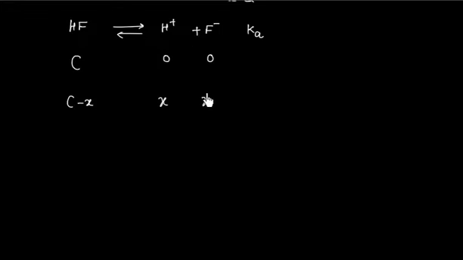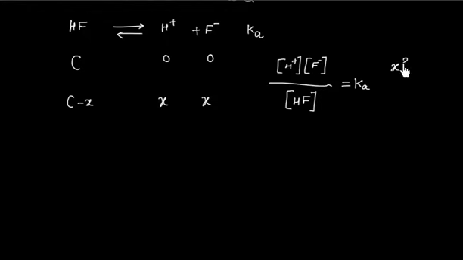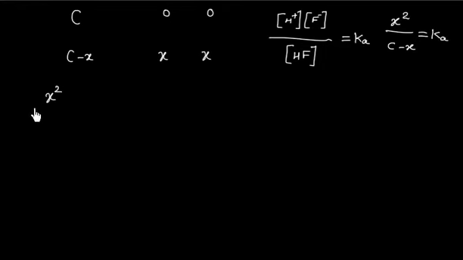Now we can write the equilibrium expression. H plus times F minus divided by the concentration of HF equals Ka. If I plug in the values, H plus is X, so X into X, that is X square, divided by C minus X, equals Ka. Same thing we can write here: X square divided by C minus X equals K. So now I have this expression. The only thing is I have to solve for X.